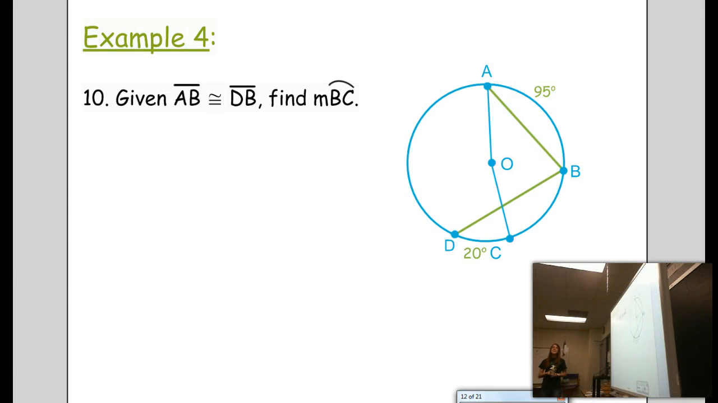Given AB is the same exact length as DB, find arc BC. I'll give you a second to think about it. I will tell you what theorem to use, though. The theorem that you're going to use is the one that says congruent chords intercept congruent arcs.